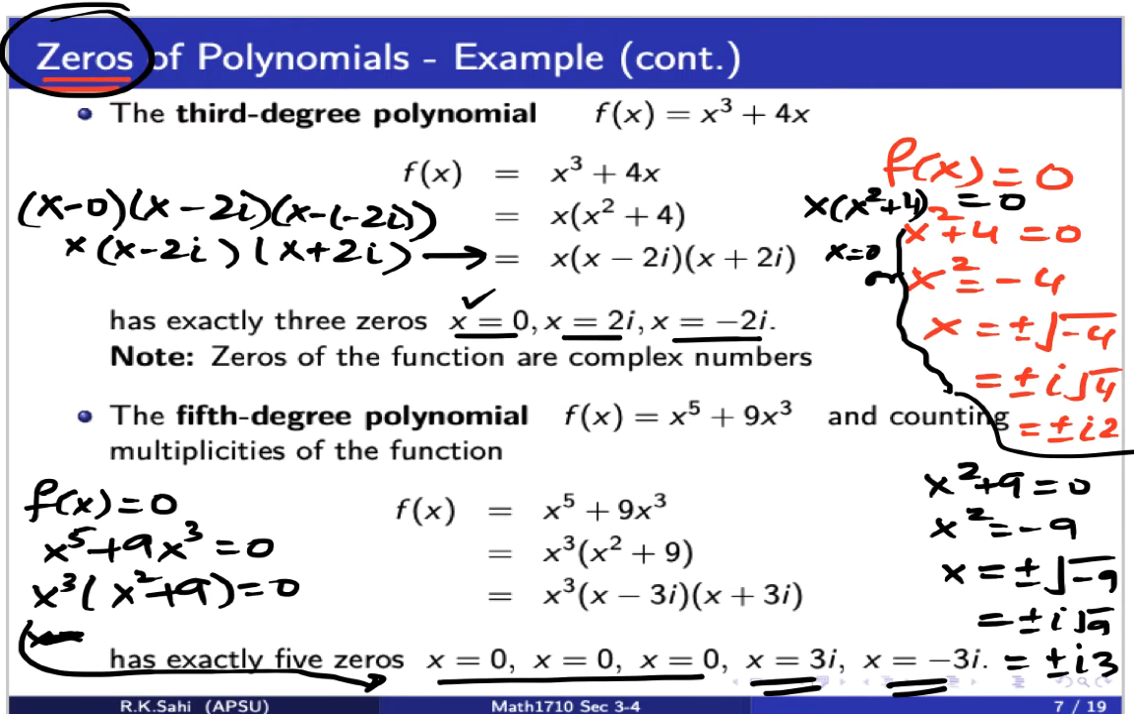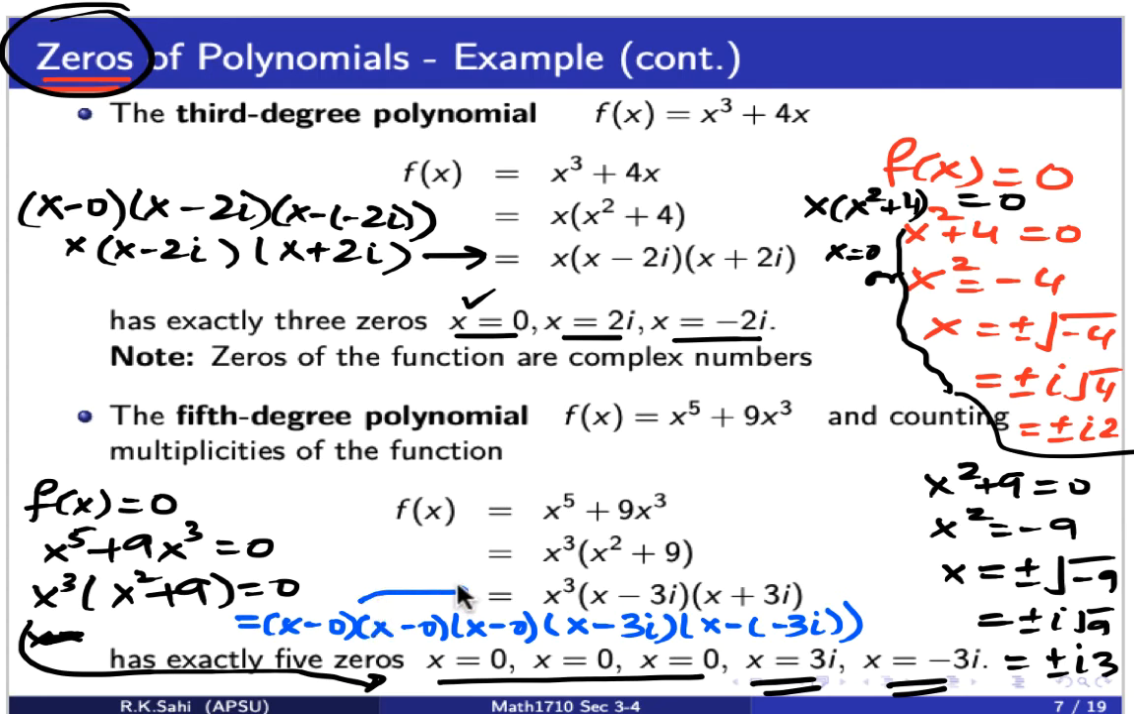So when I have these three, I would write this as x minus 0. Okay, let's write it down. So when I've got all my 5 zeros: x minus 0, x minus 0, x minus 0, then x minus 3i, and then x minus (minus 3i). And then when you open this up, you basically get this.